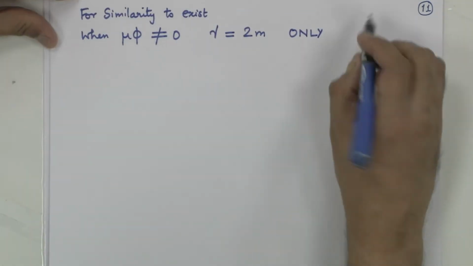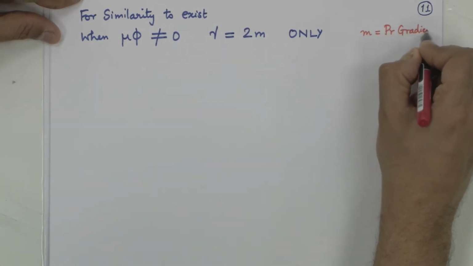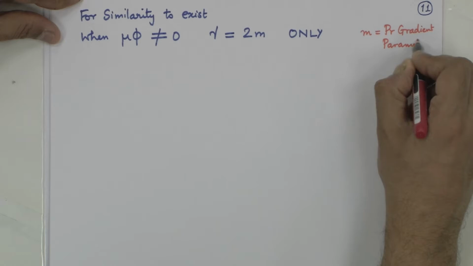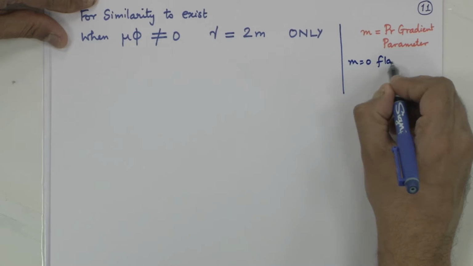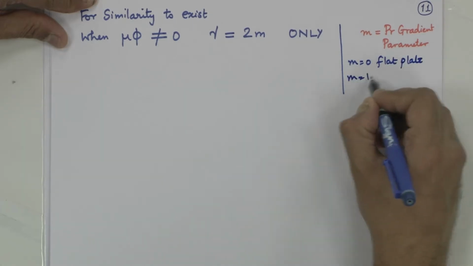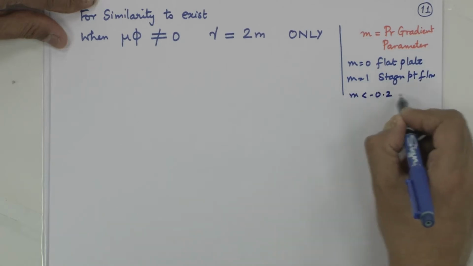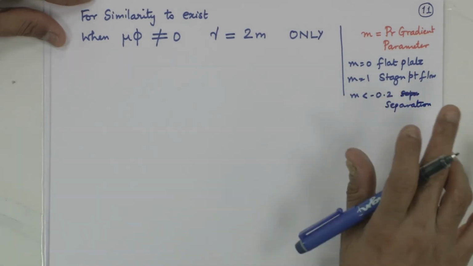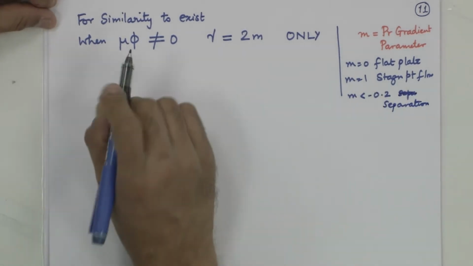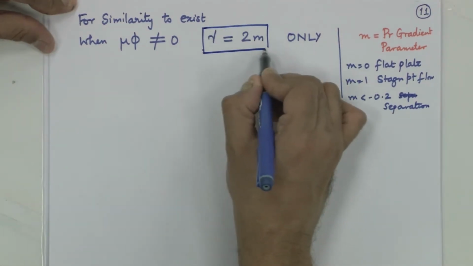So once I pick m, your hydrodynamics gave me m, right? M is the pressure gradient parameter, remember? M equal to 0 is flat plate, m equal to 1 is stagnation point flow, and m less than minus 0.2 is non-physical because separation occurs. So we have a few restrictive cases of m, but if we want the viscous dissipation effect to be quantified, gamma can take the value 2m only.